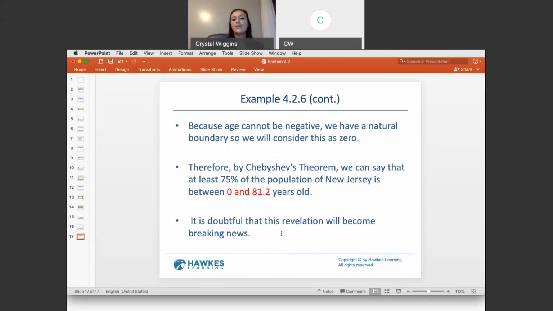It is very doubtful that this revelation will become breaking news, just like when we talked about how range can sometimes not be useful. It might cover the entire data set. 0, a newborn, to 81.2, some people's life expectancy, doesn't really shed much light about the age spread in New Jersey. This concludes our measures of dispersion.